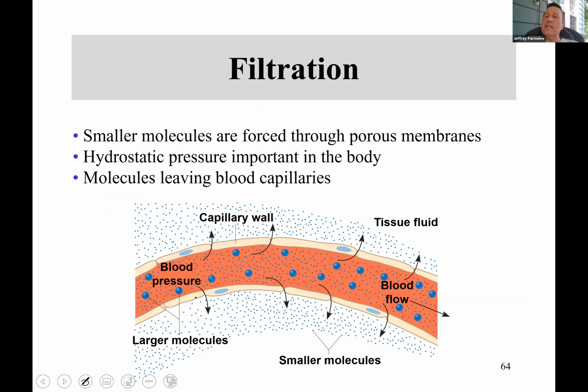All right, filtration needs a semi-permeable membrane and it needs some kind of force. In this case, it's blood pressure. So you see filtration in your kidneys and your capillaries: water, glucose, oxygen go right through. But blood cells don't, and big proteins don't, because they can't get through those holes.